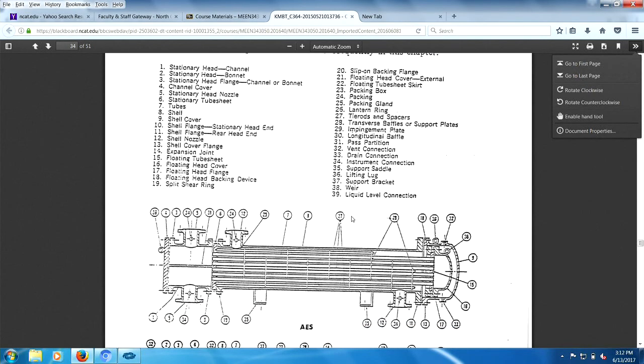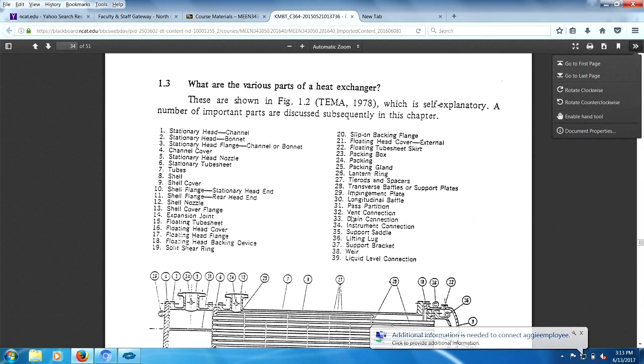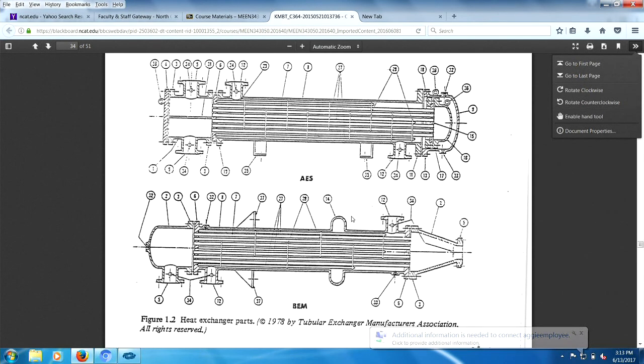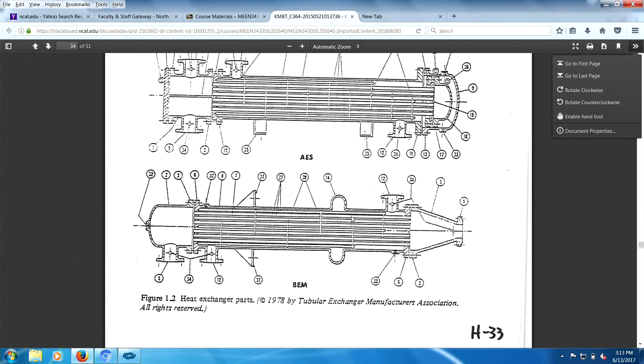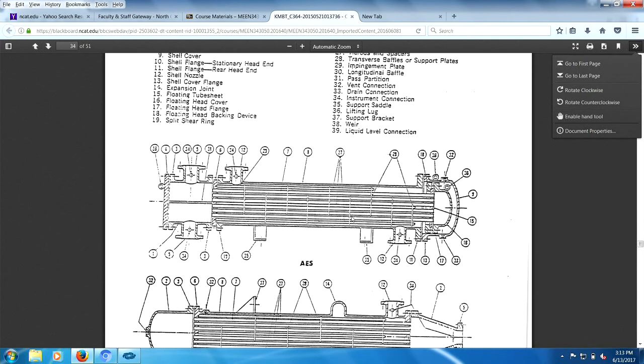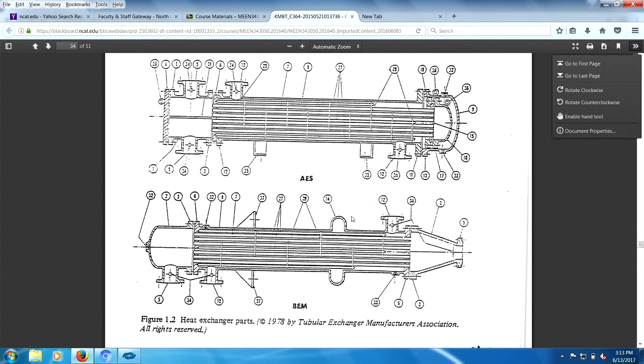Anyway, heat exchangers, you should look at this here. You got to recognize heat exchangers have a lot of parts. Especially this one. What is this here? Heat exchanger parts. Oh, nothing special. This is an AES, and that one's a BEM. What it might look like. Look at that. Kind of interesting.